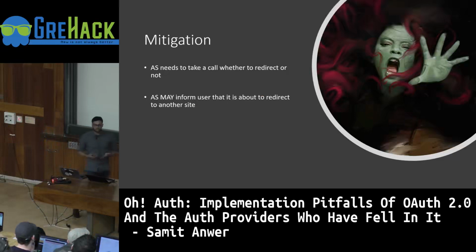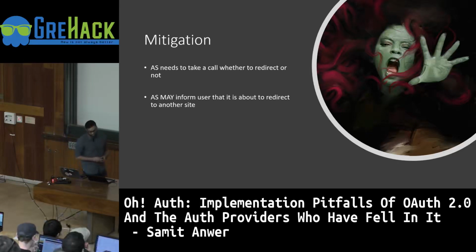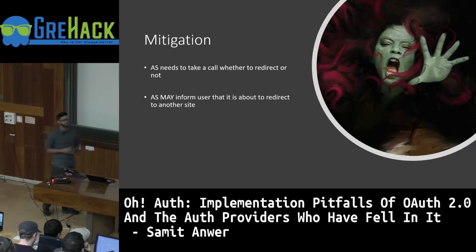So it's the responsibility of the authorization servers to inform the end user that it is going to redirect to a third-party application, which is this particular domain. And not always will you see that happening. Auth servers generally don't care about it. So easily the phishing attacks can happen because of the trust that the end user has in the auth servers.